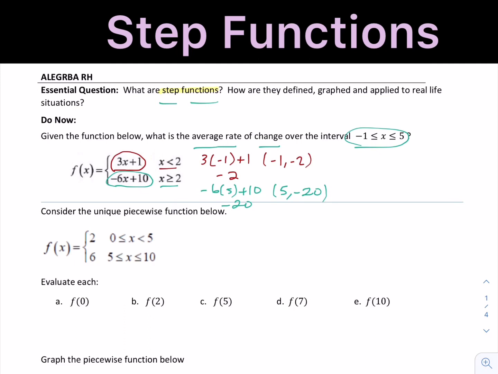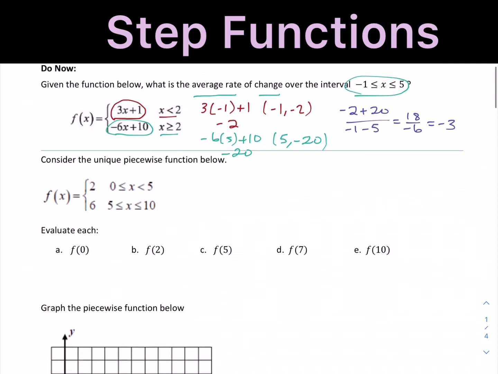And remember, to find average rate of change, we simply just do the slope formula. So change in y over change in x. So change in y would be -2 plus 20, and change in x would be -1 minus 5. That's positive 18 over -6, which gives us an average rate of change of -3. And that is the answer. The average rate of change is -3 over this piecewise function.